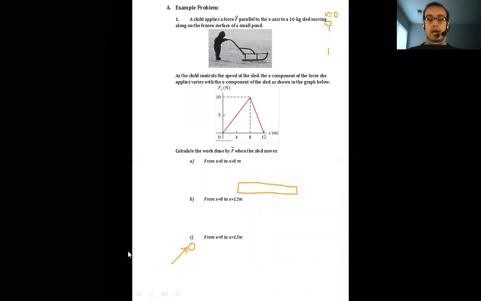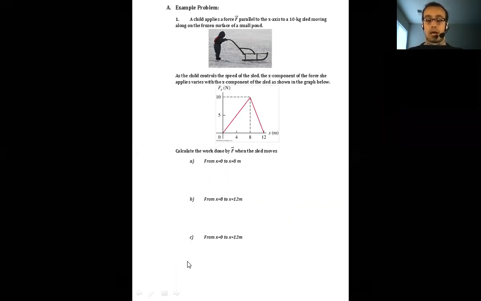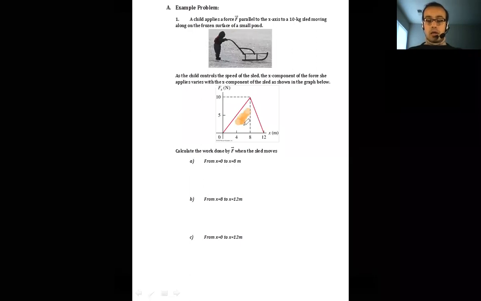Let's take a look at one final problem here. A child applies a force parallel to the x-axis of a 10-kilogram sled moving along the frozen surface of a small pond. The child is controlling the speed of the sled, and we have force given as a function of distance. So as we remember from the previous lecture, what is the work in a case like this? The work is simply the area under this curve, right?